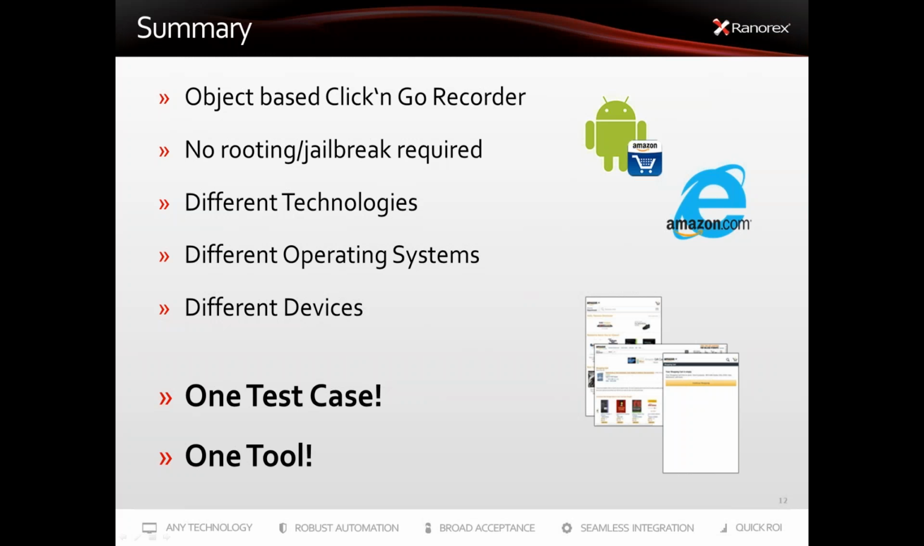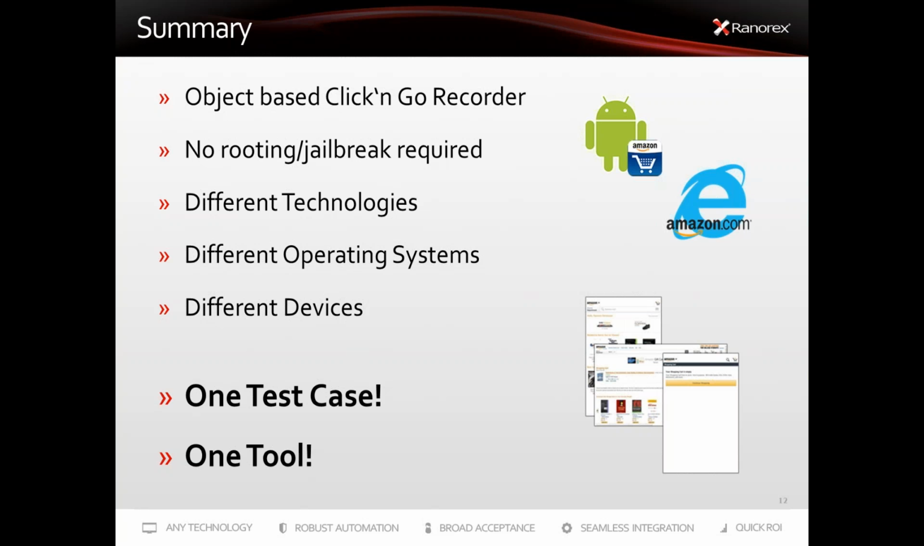So to summarize, what you've seen is I used our object-based click-and-go recorder to create a simple but very useful test. As you saw, it was very, very easy to use, so you can even get your manual testers on board with your automation endeavors. It doesn't require a very steep learning curve at all. I'd like to point out that no rooting or jailbreaking is required on your devices. You can run your test directly on the device out of the box. What is only required is that you download our service application, which kind of acts as a bridge between your Ranorex test and your device.